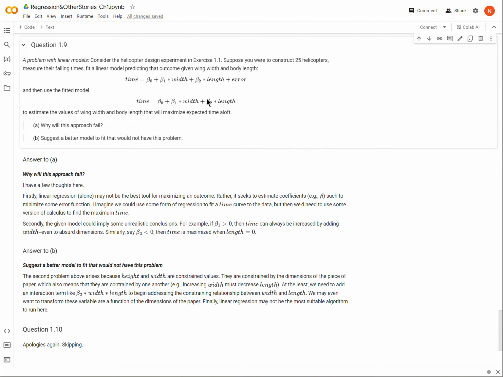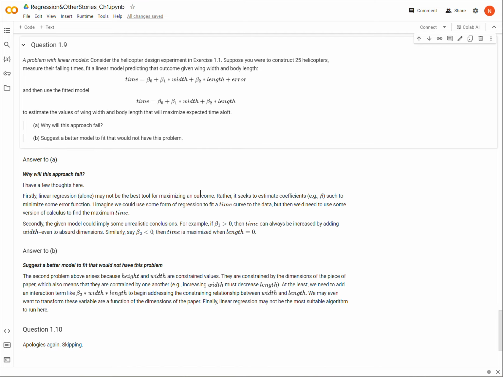There's an additional constraint here, which is, or possible. I'm not a physics person necessarily, but I suspect that the time aloft for these helicopters actually has to do with some kind of ratio between the width and the length, and probably some other variables like the weight of the helicopter and so on and so forth. So anyway, none of that is being captured in this regression.